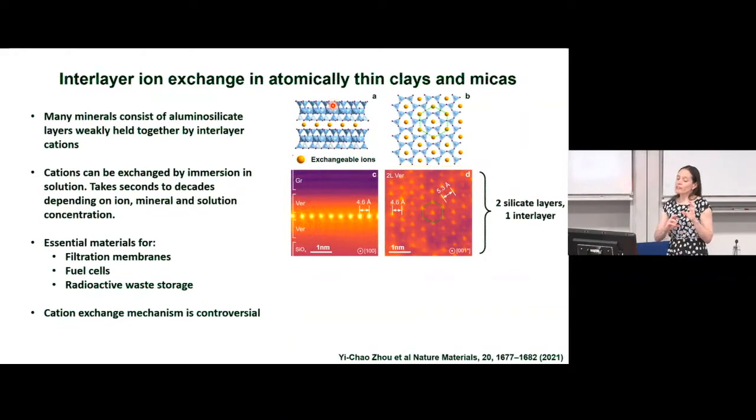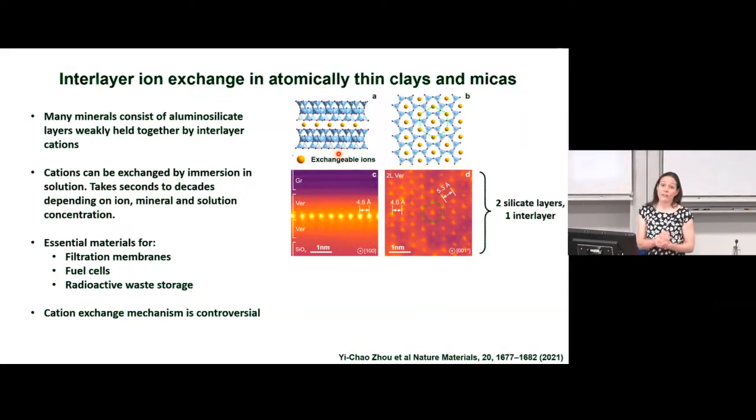What Marcelo had discovered was that if you make these clay materials or mica materials very thin, so rather than a bulk material, which would have tens, hundreds of thousands of layers of aluminosilicate atoms, the performance of the materials in the membranes was improved by orders of magnitude if you made the materials atomically thin, just a few layers thick.